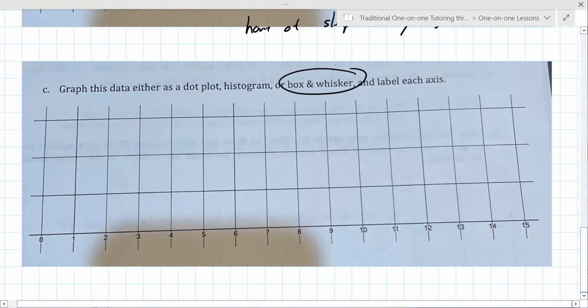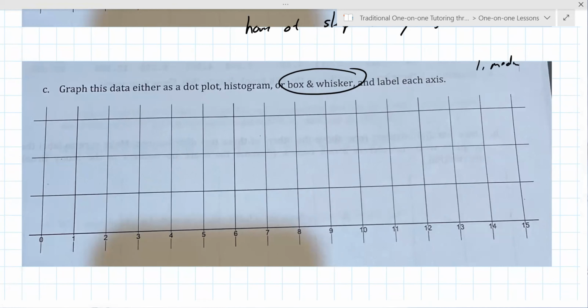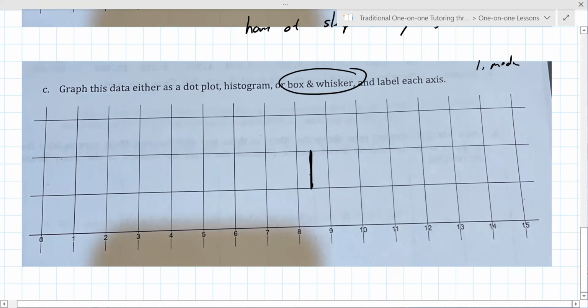So you start with the median. The first thing you want to determine is the median, and we found that the median is 8.5. So you go to 8.5 and you draw a vertical bar there at 8.5. You can label it if you want. Then you go to Q1. Q1 is at 5 and you draw another vertical bar. That's Q1. And then Q3 is 9 right there. And then you draw rectangles.